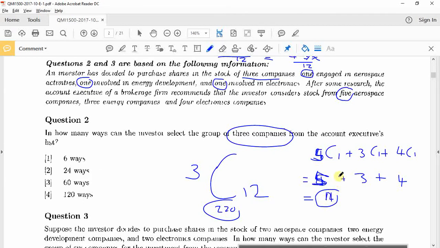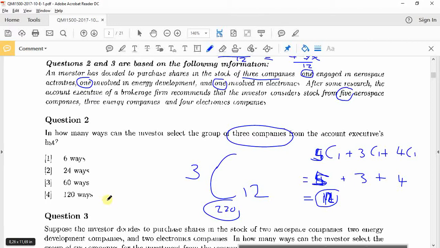Okay, but that still doesn't help us. 3 energy and 4 electronics. Yeah, that was right. So it was 5, 4, and 3. That was it. Which is 12. Yeah, so I would have looked for an option for 12 here, but there isn't one. 6 ways, 24, 60, or 120. So all I can think of now is doing it using, let's see.